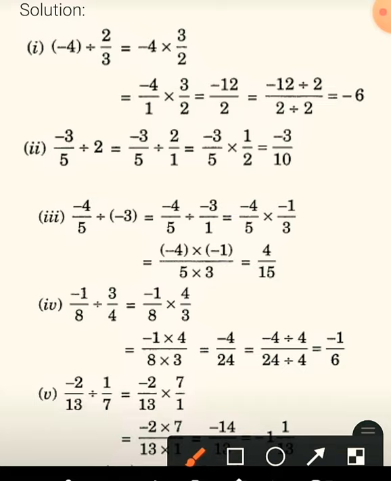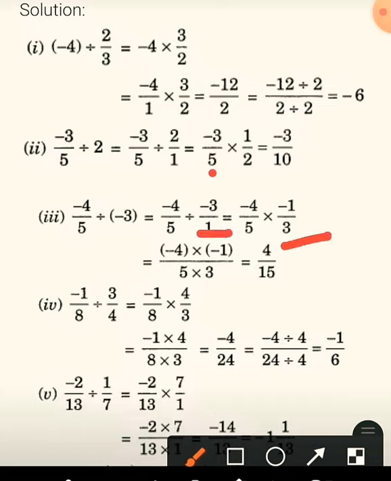Okay. Now third one is minus 4 upon 5 divided by minus 3. Again minus 3 is there, so we can write it as minus 3 upon 1. So minus 4 upon 5 divided by minus 3 upon 1. Again minus 4 upon 5, same, first part same, and in place of division we will write multiplication, and in place of minus 3 upon 1 we will write minus 1 upon 3.